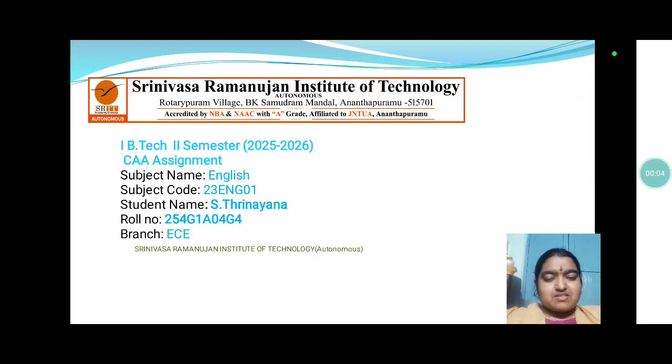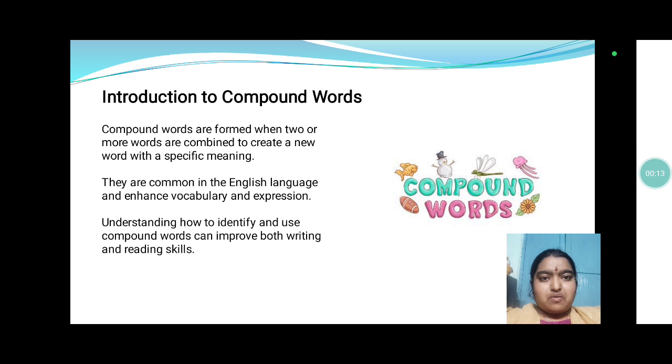So today we are going to discuss compound words, which is a part of English grammar. You can see my details on the screen. So, introduction to compound words. Compound words are formed when two or more words are combined to create a new word with a specific meaning.